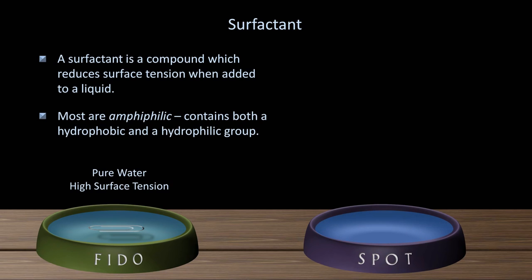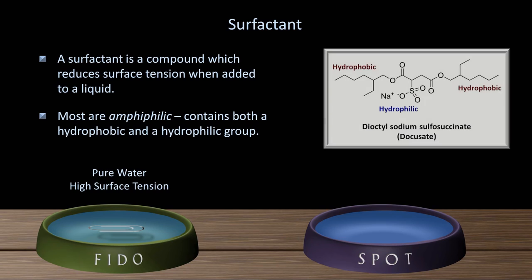Now we certainly don't want to poison Spot with laundry detergent, so instead of detergent, we can give a different surfactant. An interesting one to use is dialkyl sodium sulfosuccinate, better known as docusate, or by the brand name of Colace. It's usually used as a stool softener, where its surfactant properties lead to increased incorporation of water into stool, making the stool softer and easier to pass.